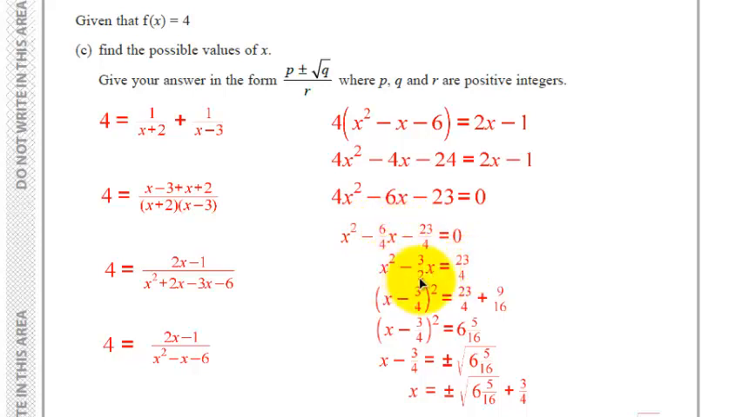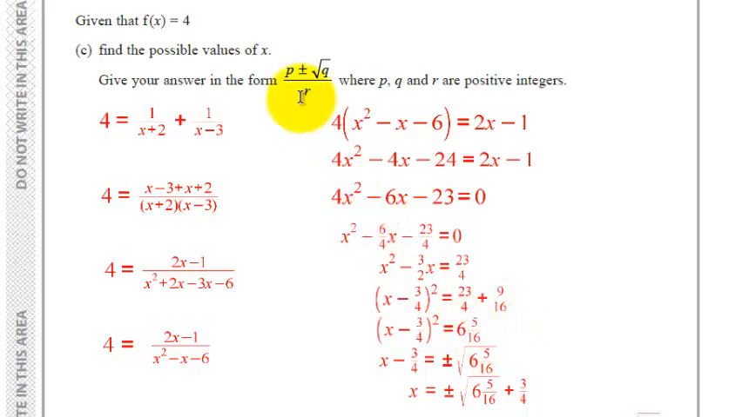That makes the left hand side a perfect square. So I have x minus 3/4 all squared equals 6 and 5/16. If you're not sure how to complete the square, please ask someone to show you, because once you see how to do it, it's not too bad, but it is quite difficult just to explain it in a video where I'm answering a different question.